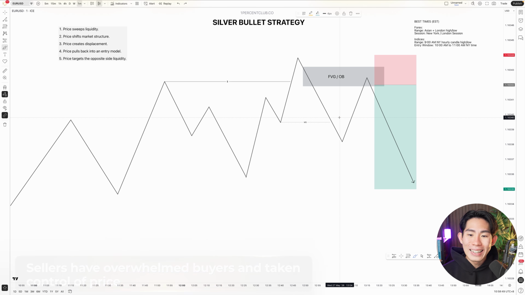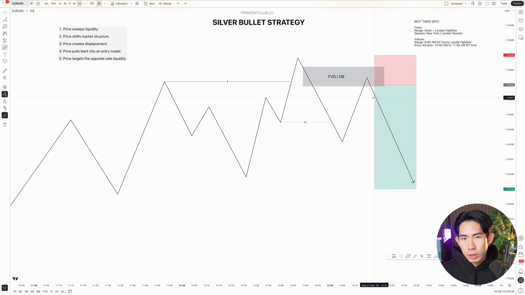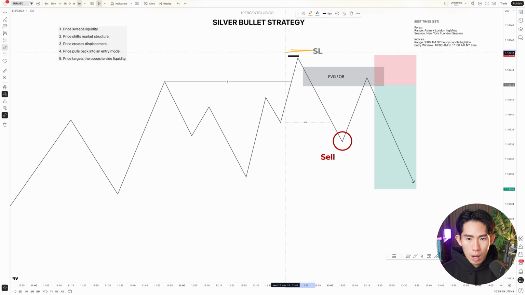So we want to see clean displacement, strong momentum, because displacement tells us that one side of the market has taken back control of price. Then the next step is that we want to see price pull back to an entry model, right? This is so that we can get a much more optimal entry. Because if we enter a sell position right here, we will have to place our stop loss at the last high, which is quite far away, right? So it's not going to be an intelligent risk to reward decision.